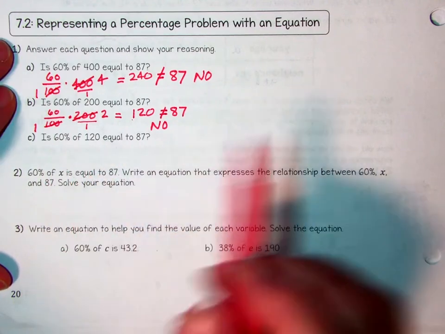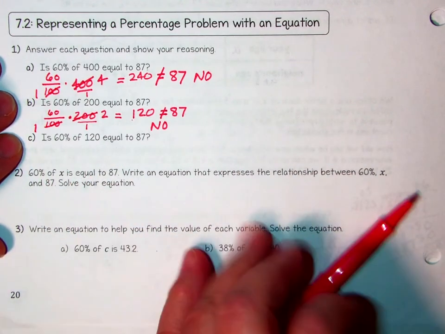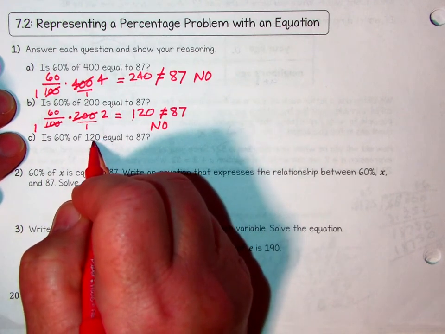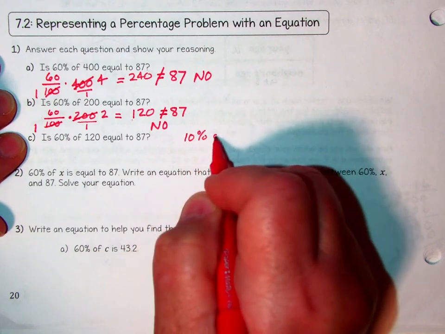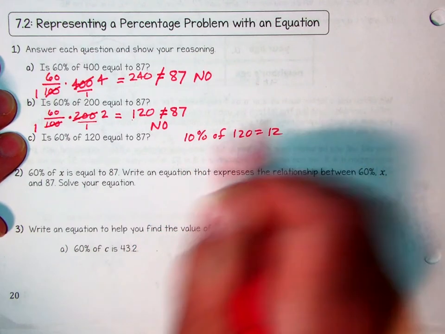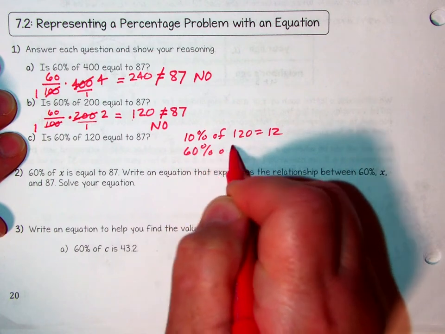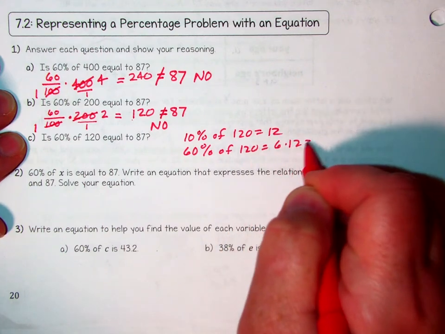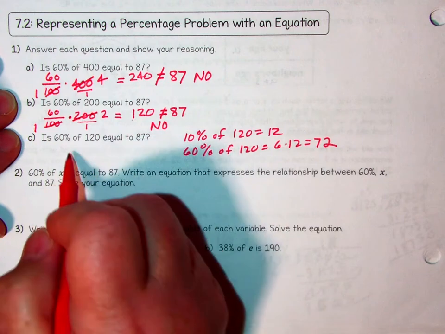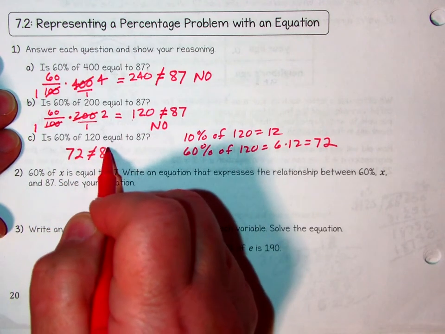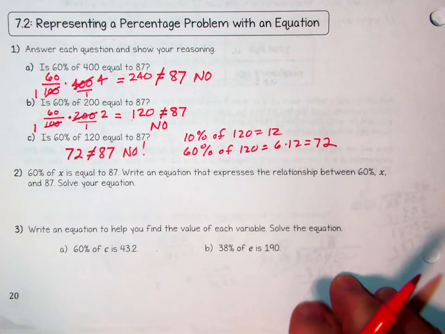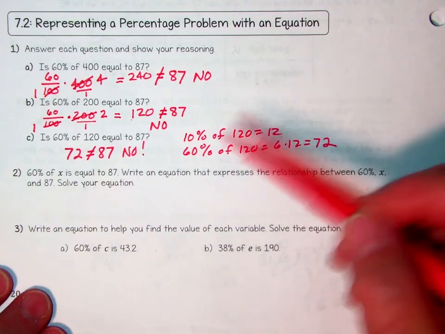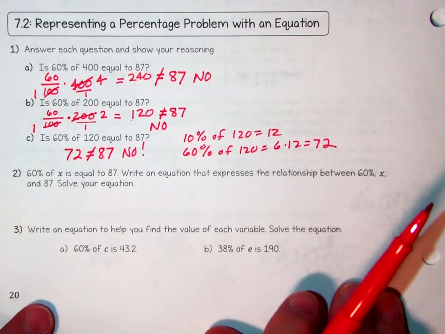So my last one is, is 60% of 120 equal to 87? So let's just try that idea. 10% of 120 would be 12. So 60% of 120 is going to be equal to 6 times that amount, which is equal to 72. And 72 still is not equal to 87. Okay. So that's that. All right. So we found that none of these were equal to 87.